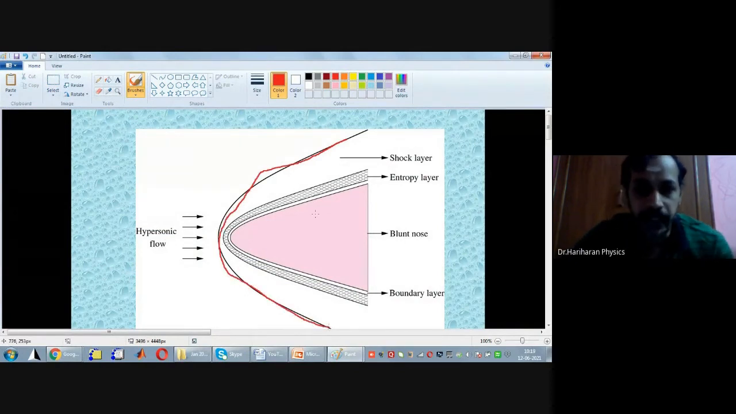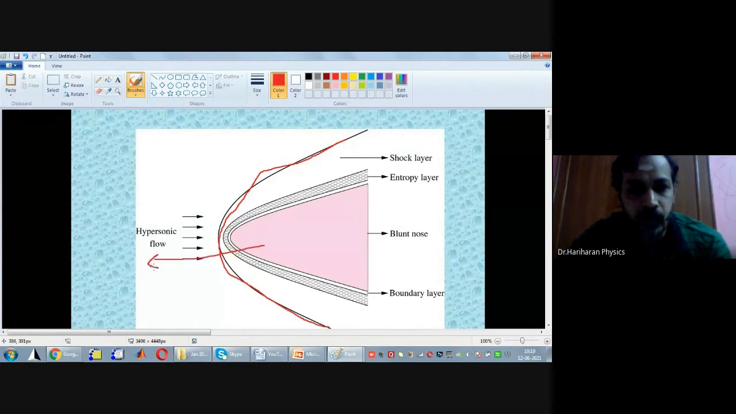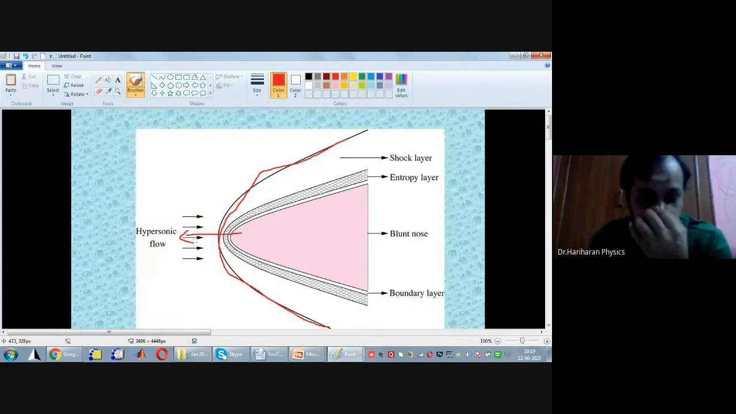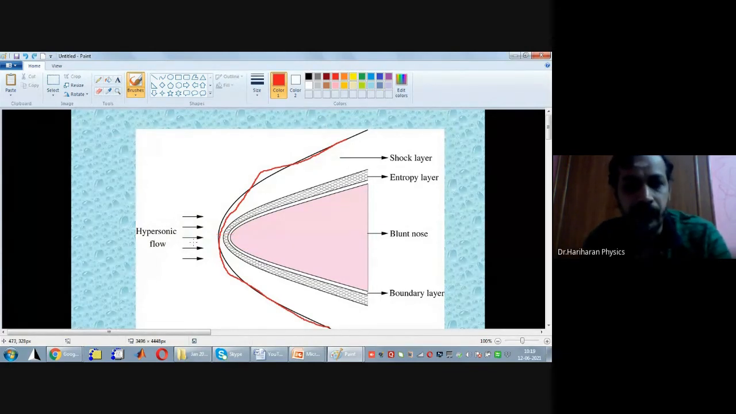Technically speaking, this is a region which is highly compressed. It could be of the order of a few micrometers. As the plane moves towards the left, the plane is going to heat the gas medium, or increase the pressure, temperature and density of the gas medium. What does that mean? Look here.